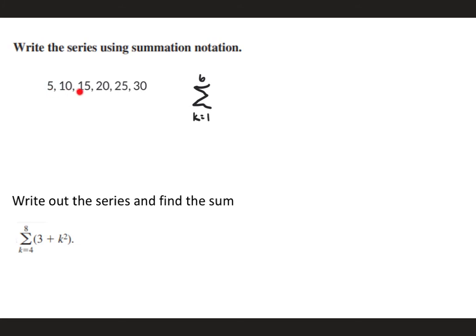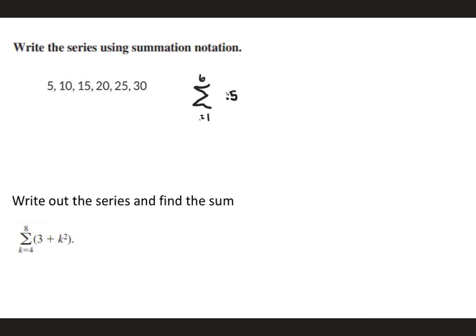So we have 5, 10, 15, 20, 25, 30. So this is just multiples of 5. So our pattern will be K times 5. All right, so that's our sigma notation here. We're going from the first term to the 6th term, and it's really just the term number 1 through 6 times 5. Now, say you don't like the letter K, you can use any letter you want.